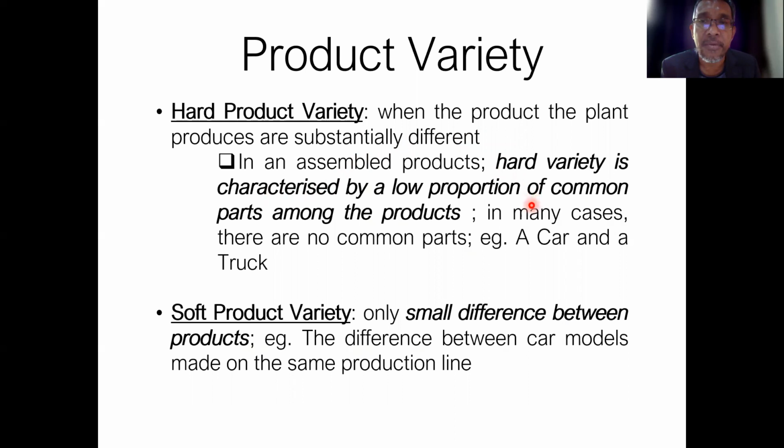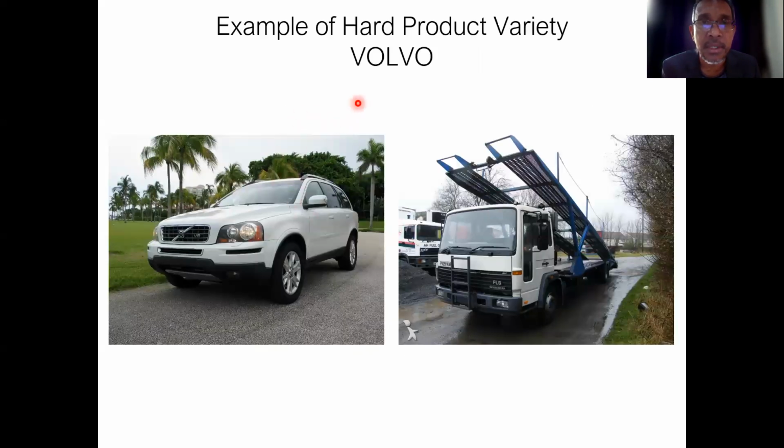So the hard variation is characterized by a low proportion of common parts among products. So they are always using specific parts for their own model, own product. In this case, we can see an example from this Volvo car and this truck. We call it hard variation because they have a huge difference between them.